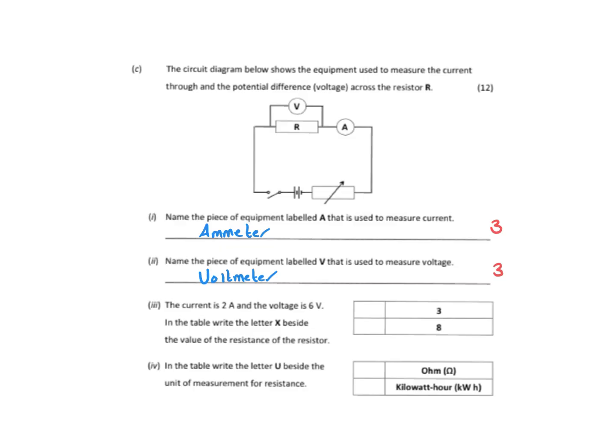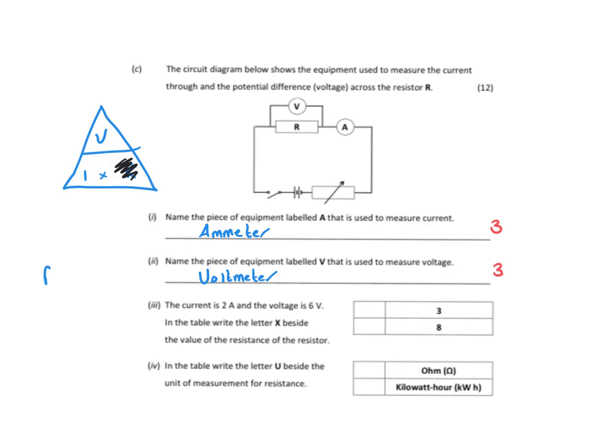And now we have a calculation. So the current is 2 amps and the voltage is 6 volts. In the table, write the letter X beside the value of the resistance of the resistor. Now, before I answer this question, I'm just going to recap my memory. How do I calculate that? I can't fully remember, but I do know that I have a very important relationship. So what are we trying to calculate again here? We're trying to calculate the resistance. So let's cover up the resistance.